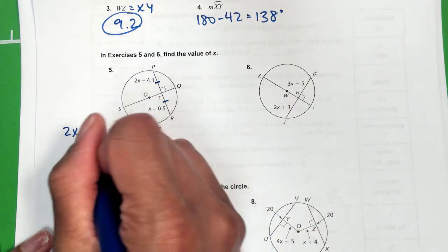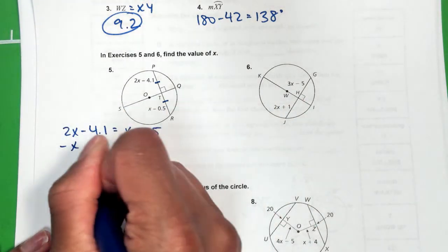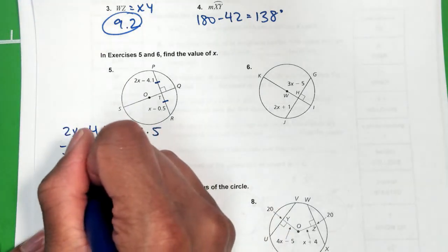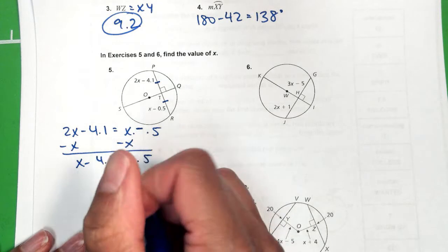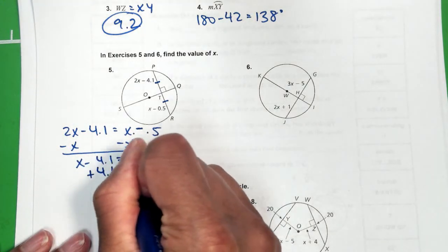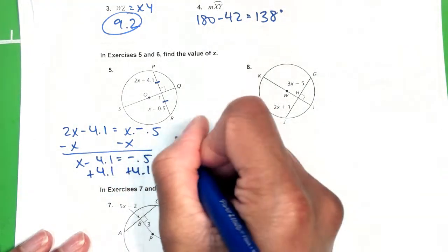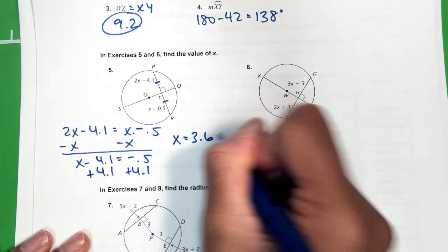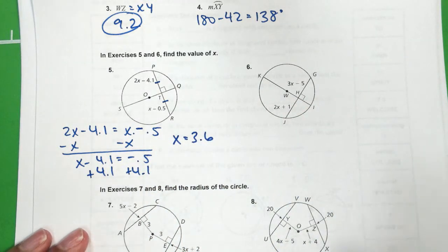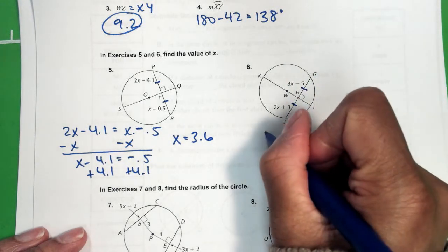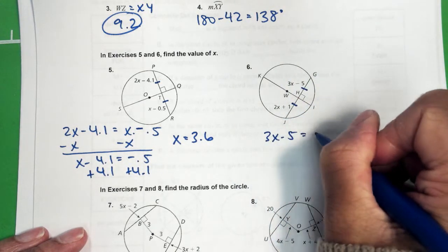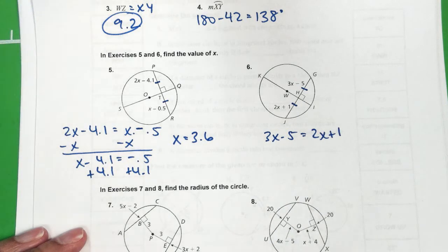And so I'm going to subtract x from both sides. And so I'm left with x minus 4.1 equal to negative 0.5. Going to add 4.1, and I'm left with x equaling 3.6. And I can actually do the same thing to my other side. So in this case, I have 3x minus 5 equal to 2x plus 1. So see if you can get your answer for number 6 on your own.